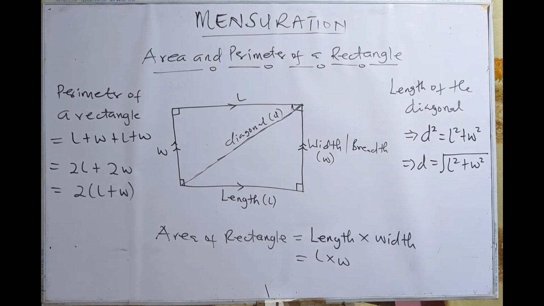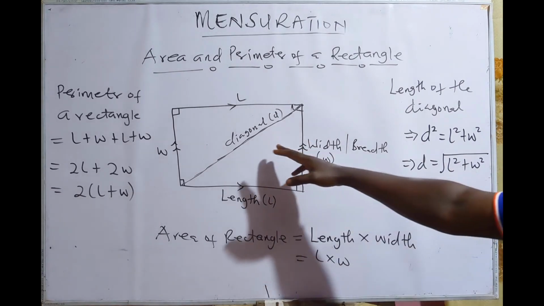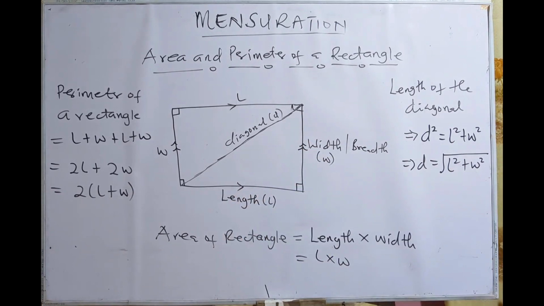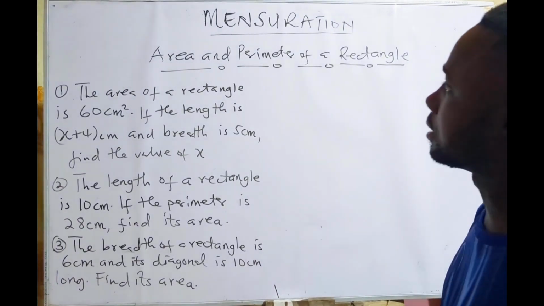Alright. So if you also want to find the length of the diagonal, this is how you can find it. You apply the Pythagoras theorem and find the length of the diagonal. So I believe you have learned something on the rectangle. We are going to solve some questions right now. Okay, so let's look at these examples.